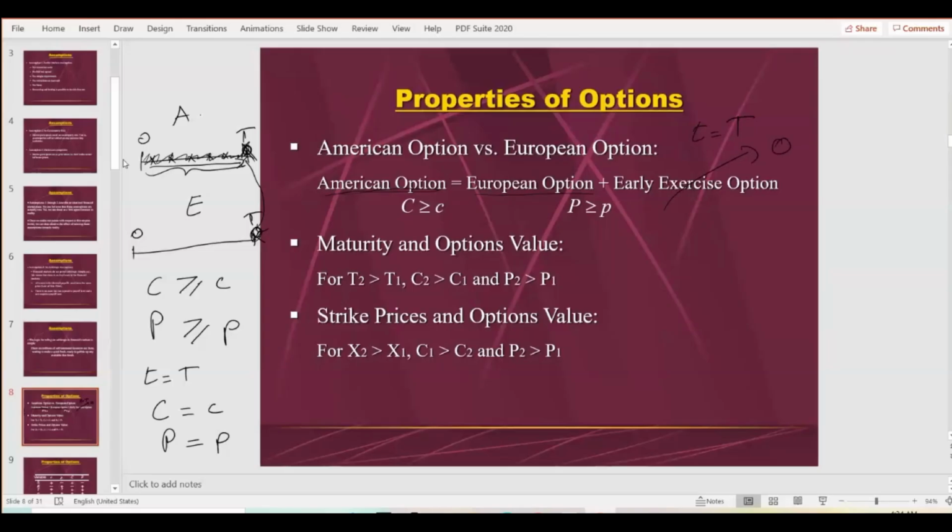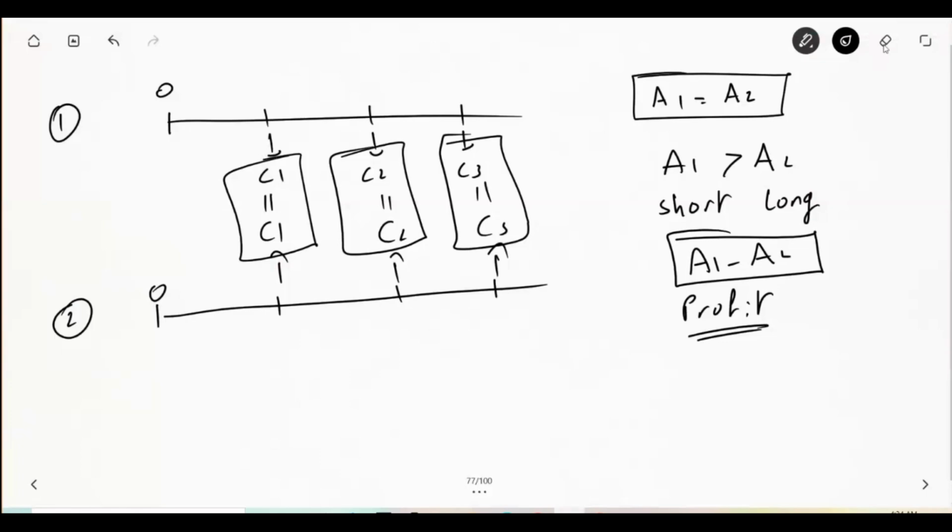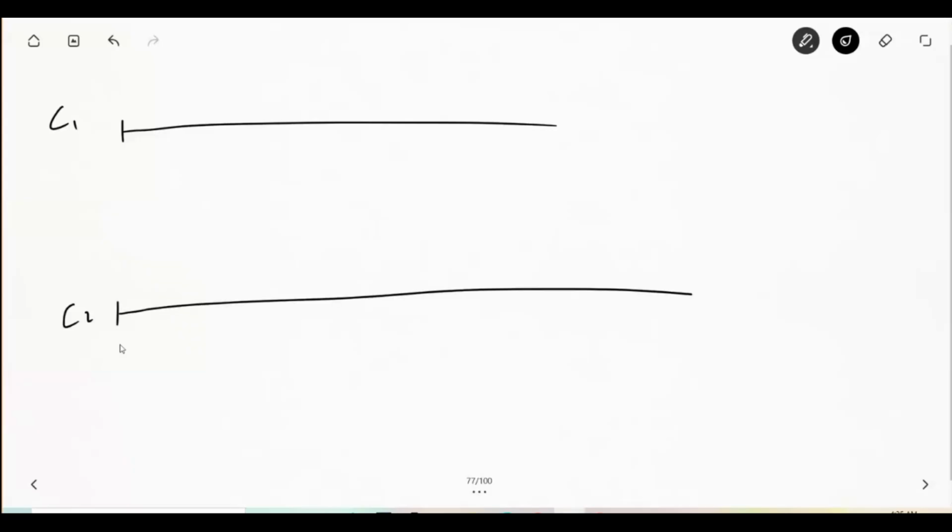Now, regarding the maturity and the options value, let's go over this example. Let's say in this case, we have two options. I will call those call options C1 and C2. C1 has an expiry date at T1. C2 has an expiry date at T2.